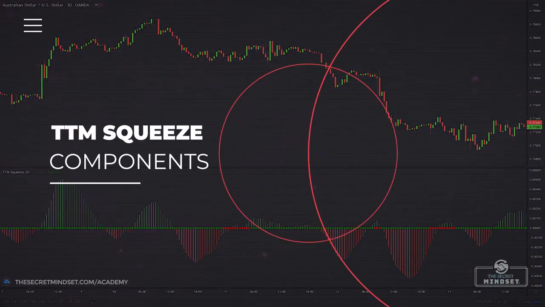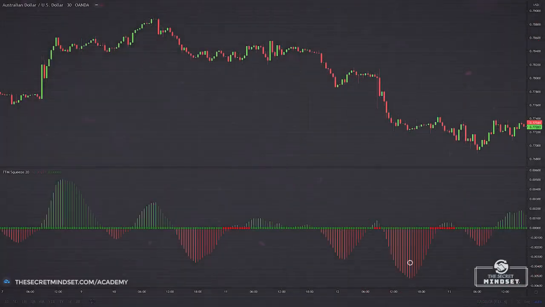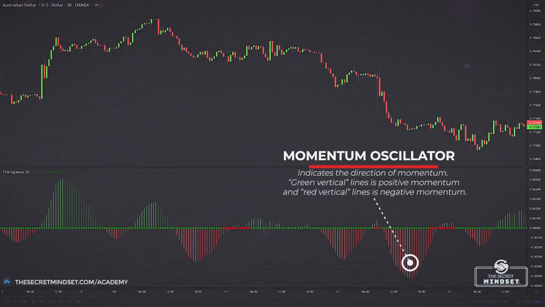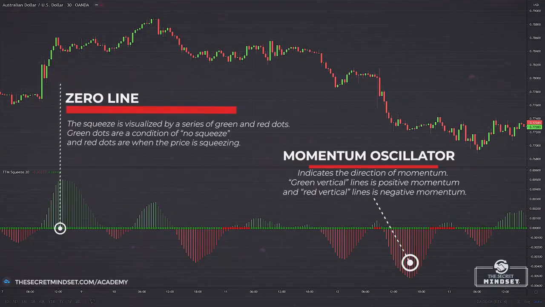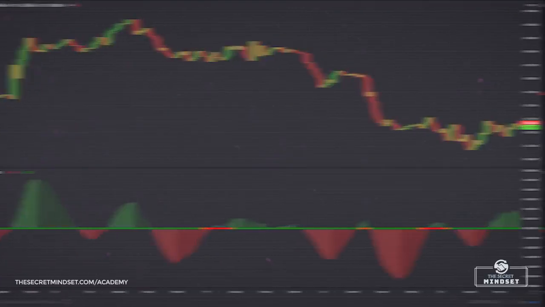The TTM squeeze is comprised of two main components. First is the momentum oscillator. This is the vertical histogram, which indicates the direction of momentum. The green vertical lines are positive momentum, and the red vertical lines are negative momentum, in relationship to their positions above or below the horizontal zero line. The zero line is the second component. This horizontal line is where the squeeze is visualized by a series of green and red dots. Green dots are a condition of no squeeze, and the red dots are when the price is squeezing. The squeeze signal, meaning the red dots, appears when the Bollinger Bands are squeezed into the Keltner channel.